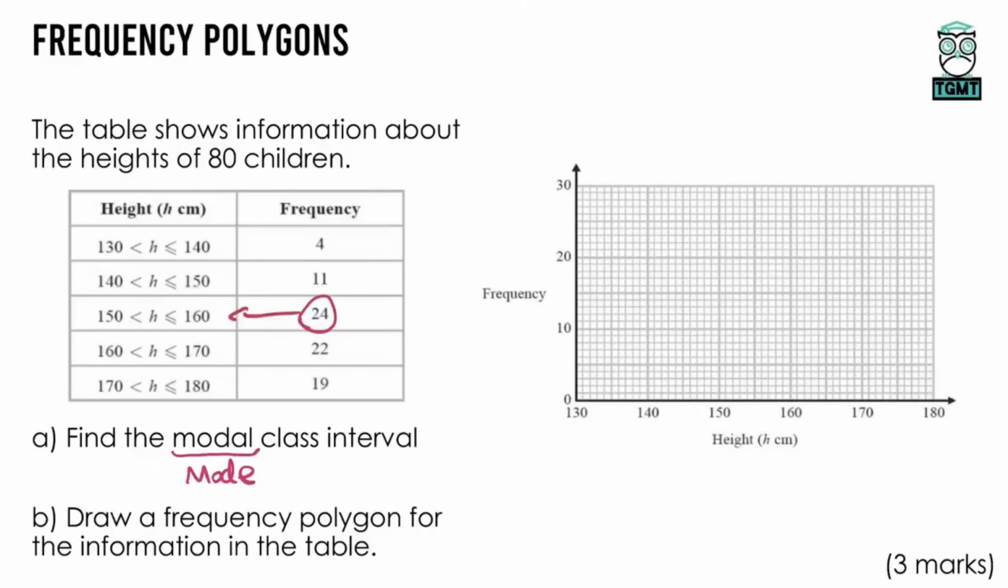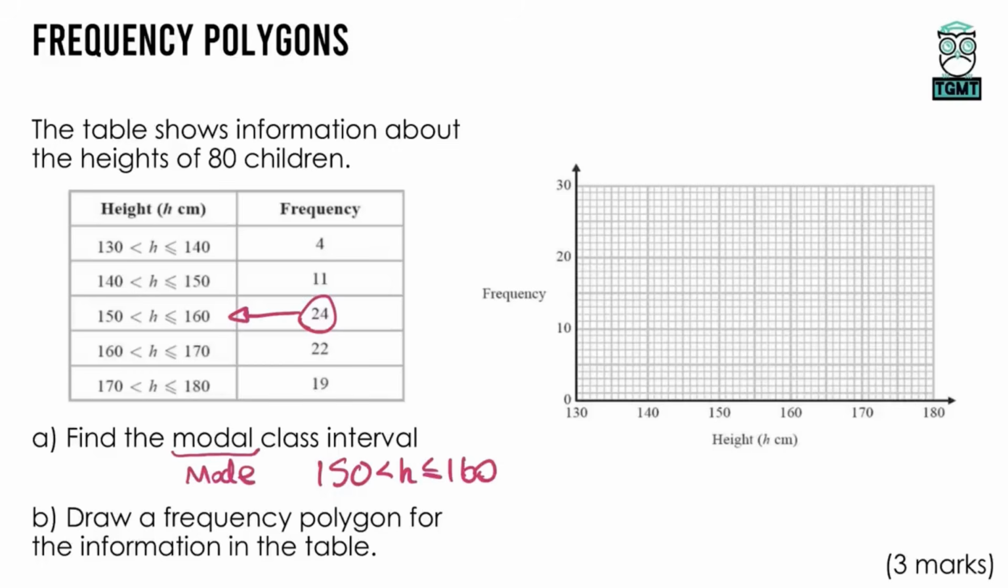And that refers to this particular group over here. So the most common, and this is about the height of 80 children, so the most common height, or the most common group of heights, is 150 to 160, and you just copy down that inequality exactly as it's written in the table. Now this is asking us to draw a frequency polygon.